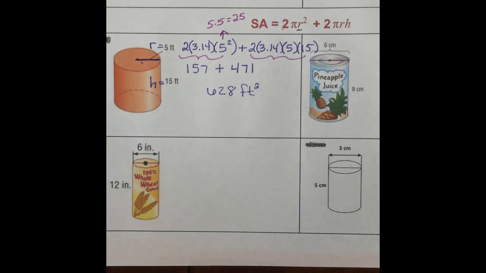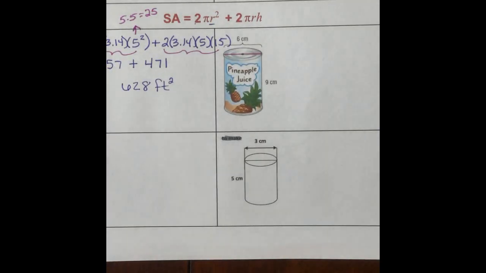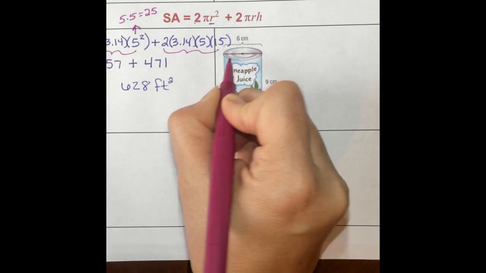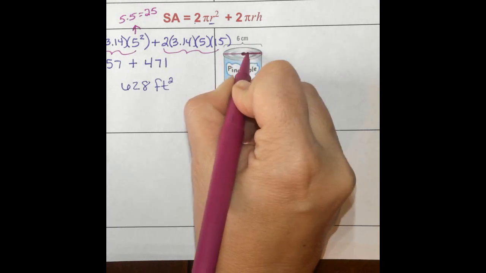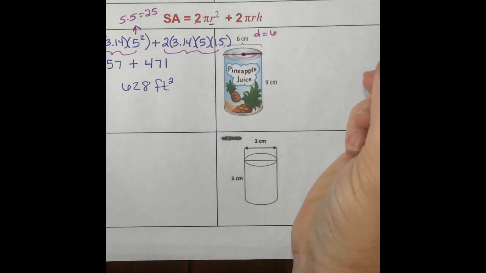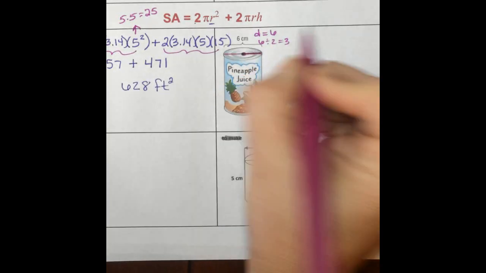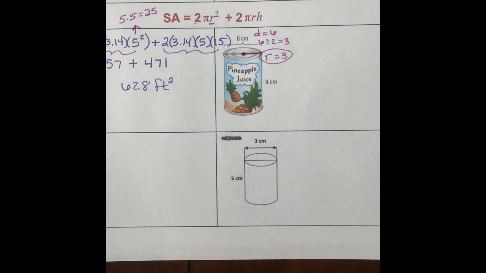Okay, so looking at the next one, the pineapple juice can, it is a cylinder. This time we notice that the diameter is 6. That's the whole way across, but I just need half. So remember, the diameter is 6. 6 divided by 2 gives me 3, so my radius is going to be 3. This is what I'm going to use for r.